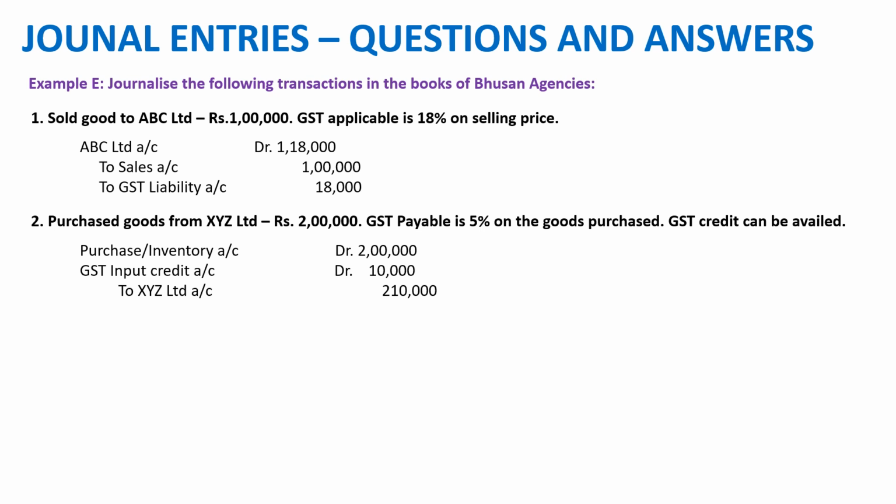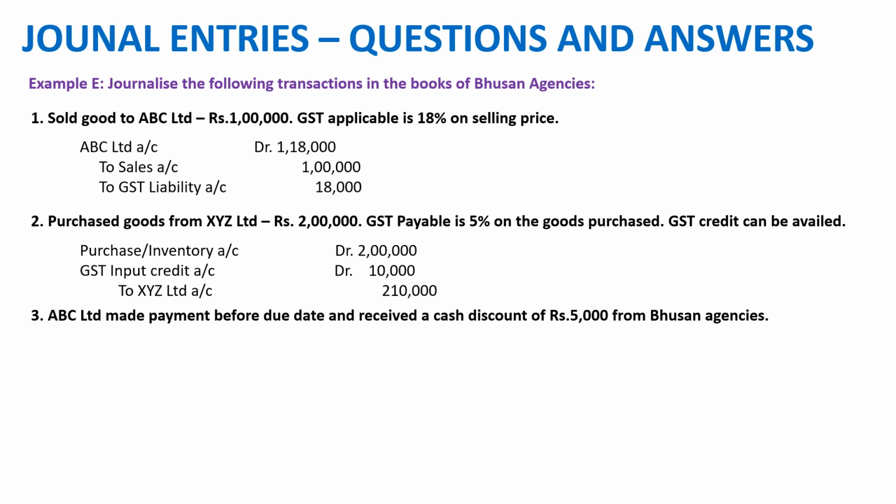So debit 10,000 rupees, 5% on 2 lakh, to XYZ Limited 2 lakh 10,000 rupees, right? Next transaction. ABC Limited made payment before due date and received a cash discount of rupees 5,000 from Bhushan Agencies. Now the ABC Limited in question number 1 has taken goods and he has to pay 1 lakh 18,000, right?